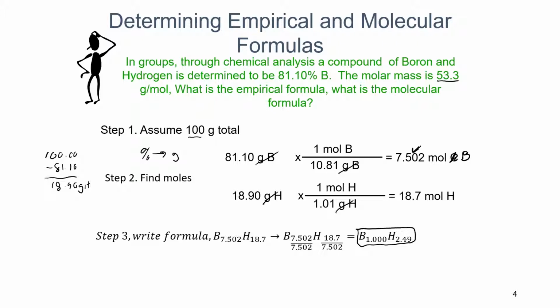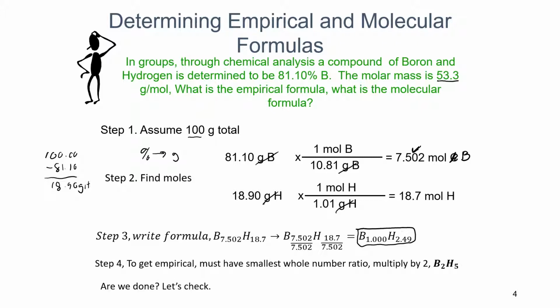But that's a little bit confusing, right? Because where do we go from now? We know we can't have half of a hydrogen atom, and resist the temptation to either round up or round down. Instead, the trick that we do is we have to multiply by a number, the smallest number, to get a whole number ratio between atoms. So in this case, if we multiply each of these moles by 2, we'll get a B2H5 compound. So that is the smallest ratio, 2 atoms of boron to 5 atoms of hydrogen.